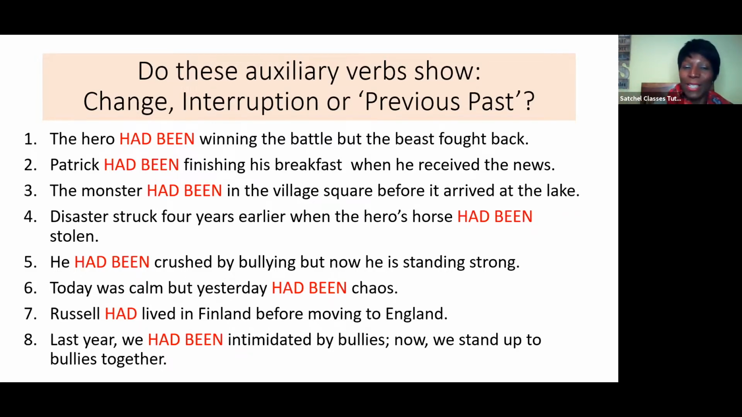So the previous past. Today was calm, but yesterday had been chaos. So you can see the had been is using this idea of a previous past. Russell had lived in Finland before moving to England. So this had is showing a change. And then last year we had been intimidated by bullies, but now we stand up to bullies together. We had been intimidated. So there's a change, there's an interruption, there's a previous past.